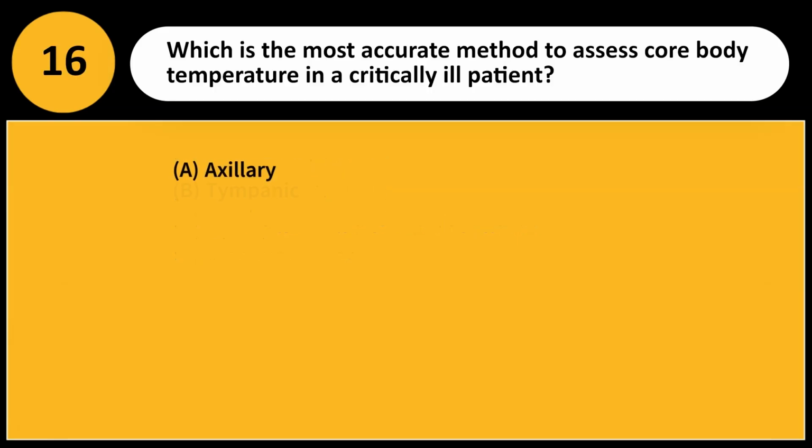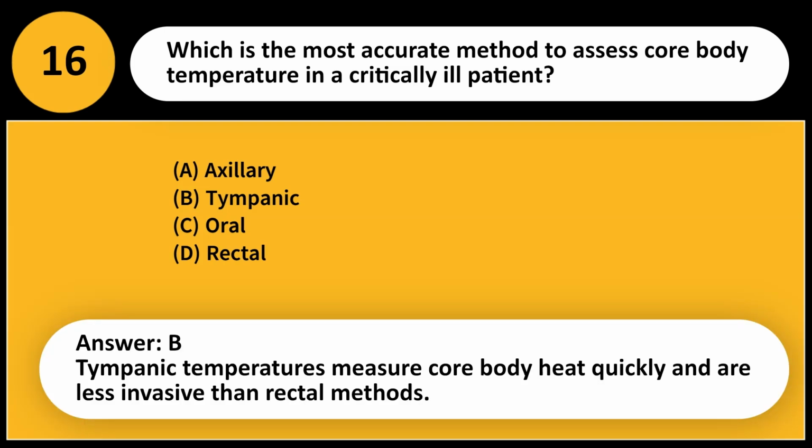Which is the most accurate method to assess core body temperature in a critically ill patient? A. Axillary. B. Tympanic. C. Oral. D. Rectal. Answer B. Tympanic temperatures measure core body heat quickly and are less invasive than rectal methods.